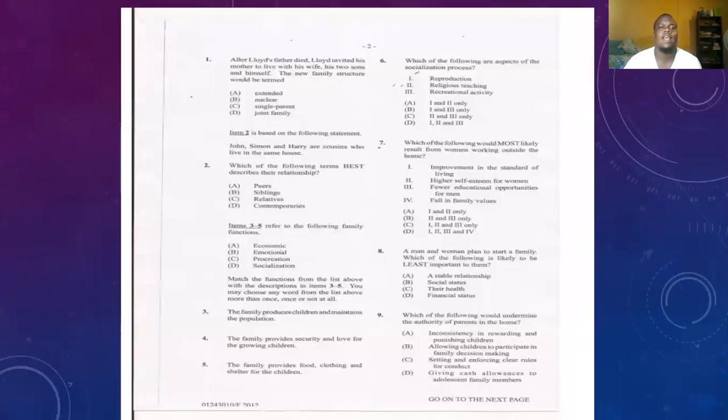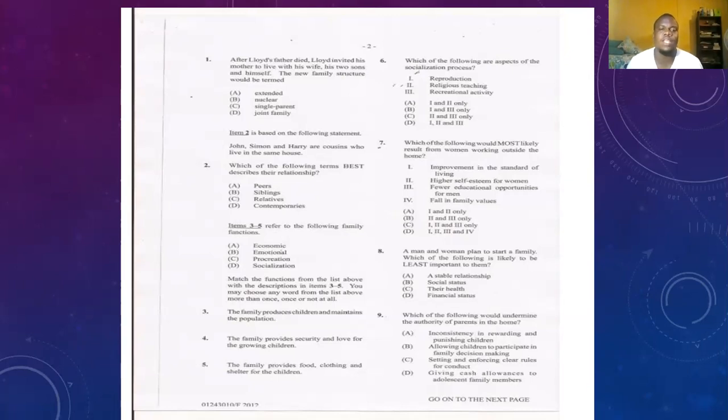Number one says, after Lloyd's father died, Lloyd invited his mother to live with his wife, his two sons, and himself. The new family structure would be termed A, extended, B, nuclear, C, single parent, D, joint family. So if his mother comes to live with him and his family, then you're going to have more than two generations. So once you have more than two generations, it is going to be A, extended.